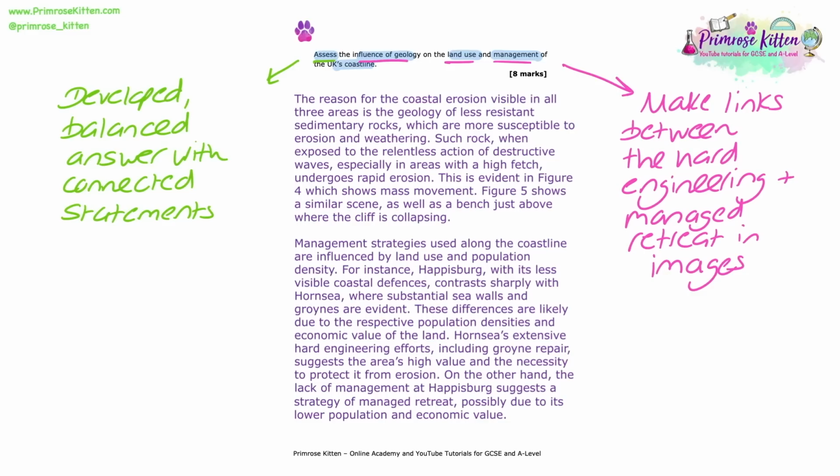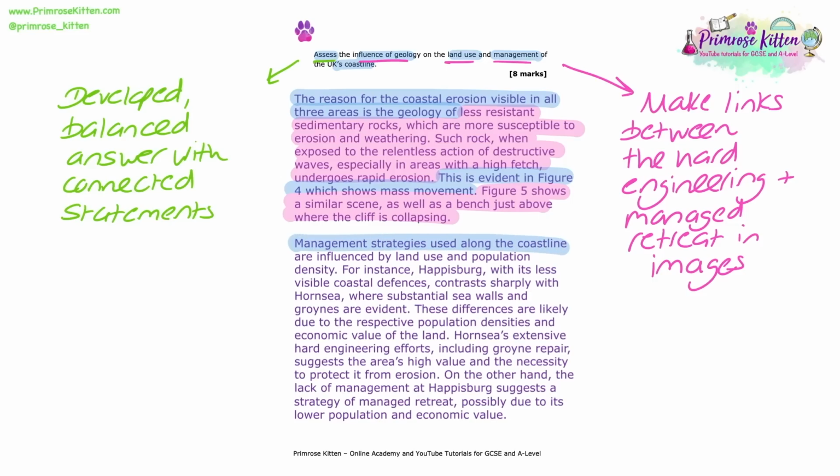A possible response might therefore read that the reason for the coastal erosion visible in all 3 areas is the geology of less resistant sedimentary rocks, which are more susceptible to erosion and weathering. Such rock, when exposed to the relentless action of destructive waves, especially in areas with a high fetch, undergoes rapid erosion. This is evident in Figure 4, which shows mass movement. Figure 5 shows a similar scene, as well as a bench just above where the cliff is collapsing.